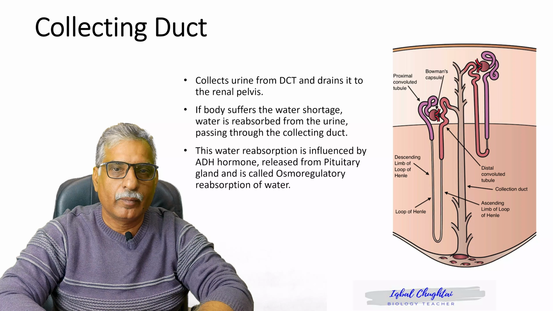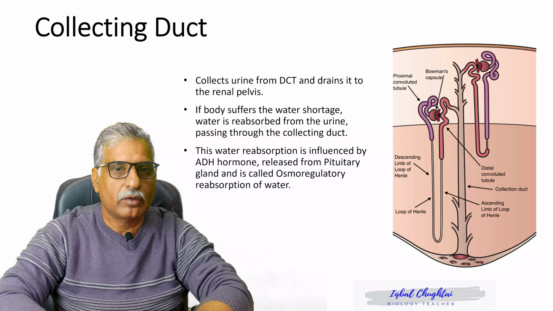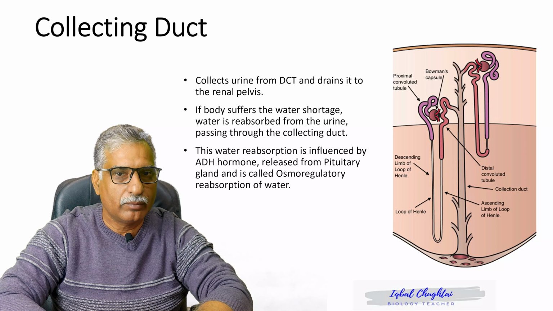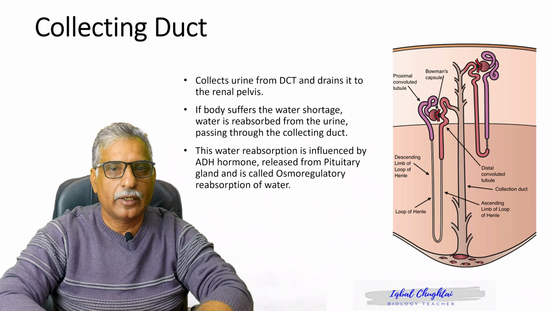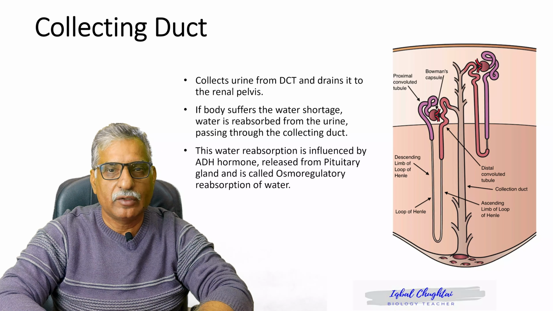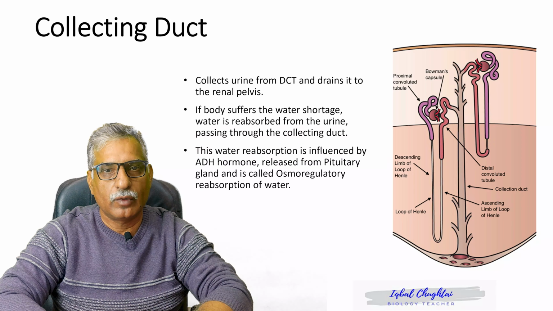In that case, the pituitary gland in the brain releases a hormone known as ADH. In case of severe shortage of water in the body, a large number of molecules of ADH hormone are released. ADH is a short form and it is named antidiuretic hormone. This hormone travels through the bloodstream, reaches the kidney and the collecting duct, where it interacts with the cells that make the wall of the collecting duct and makes these cells more permeable to water.